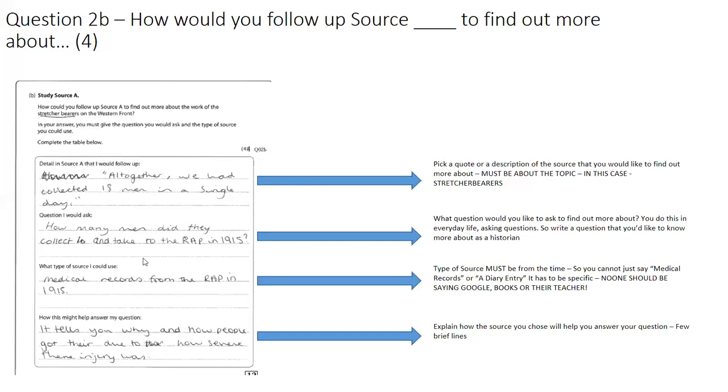Brilliant. Now, what type of source could I use? Now, as historians, we don't just know about history. We've got to use sources to build our knowledge. Especially for things like the war, people have found out about the medical conditions because of first-hand accounts. But with this question, the type of source must be from the time. So you can't just say medical records or a diary entry. It has to be specific. So this candidate has literally just written medical records from the RAP in 1915. It's got to be a specific source that could be used at the time.